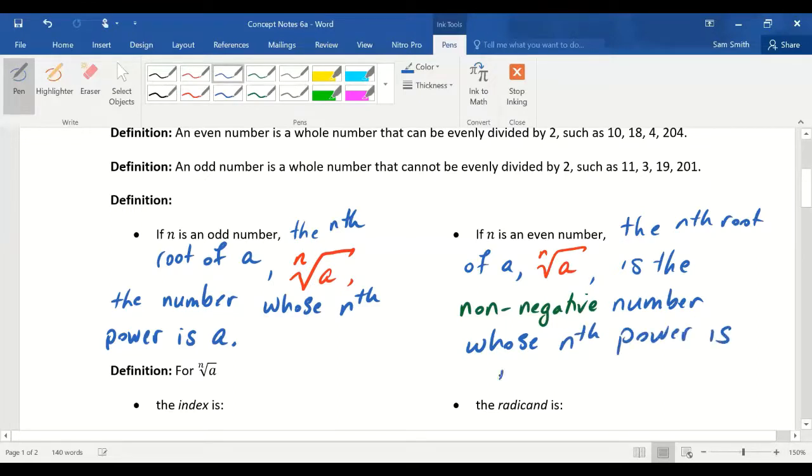So I'm going in and I'm making a specification. I'm going to say that by the definition, by the construction of the meaning of this symbol, this nth root of a can never be negative. I'm only allowing this to be 0 or higher.